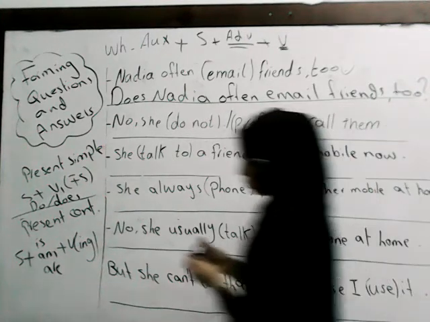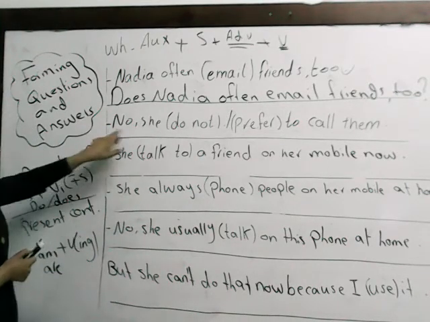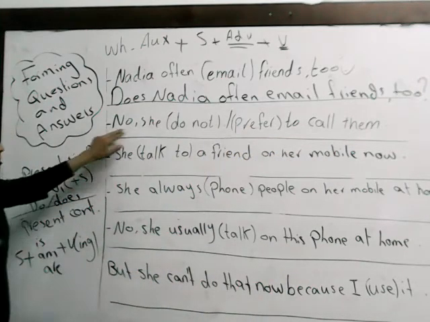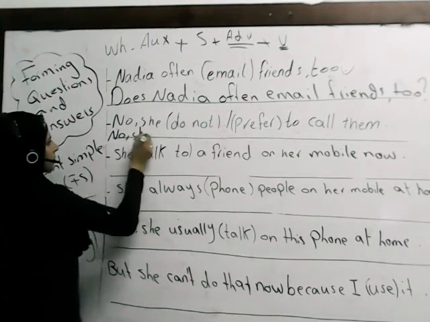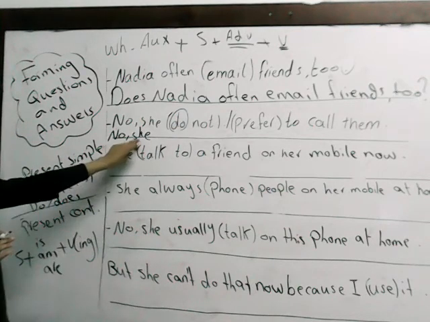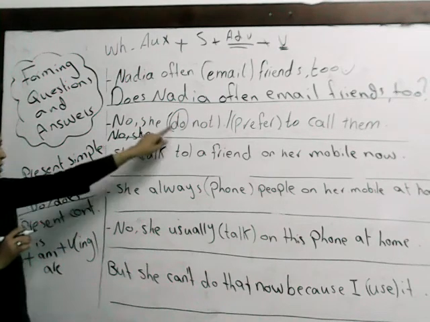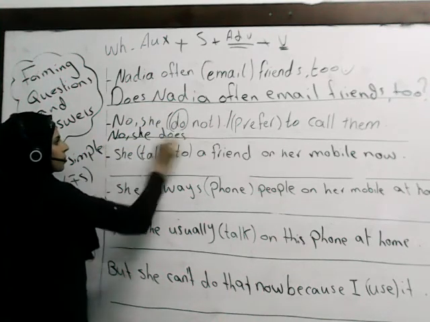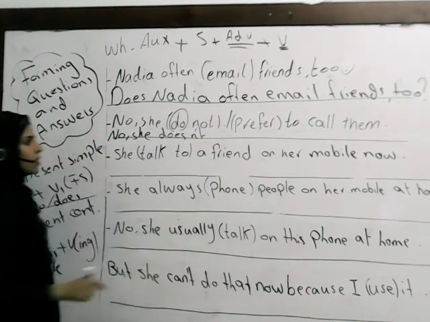Okay, let's go to the second one. The second one is the answer for the first question. No, she don't prefer to call them. Let's discuss it. No is your answer. She do not. Do not, you cannot add do with she because you are using a singular pronoun. Here you can change do into does because she is singular, and does with not becomes doesn't.